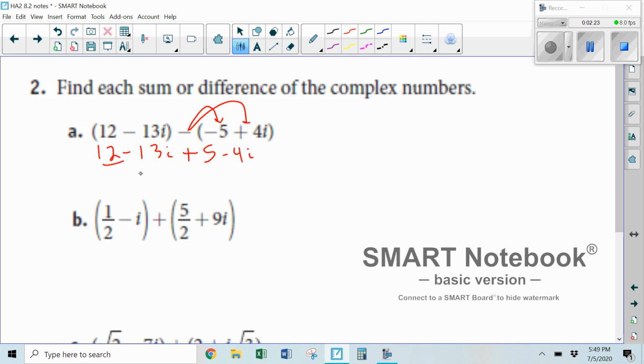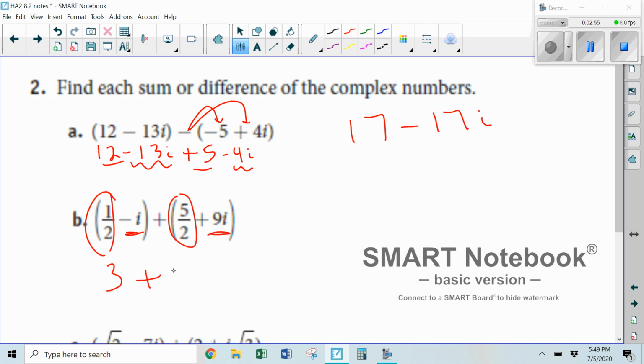Then I combine my like terms like usual. So that would be 17 minus 17i. The next one you're adding, so it's like distributing a positive one. So you don't really have to do that because it's not going to change anything. So I have a half and 5 halves. 1/2 and 5 halves is 6 halves, and 6 halves is 3. Try to do that without a calculator, just for mental math practice. And then I have plus 8i.